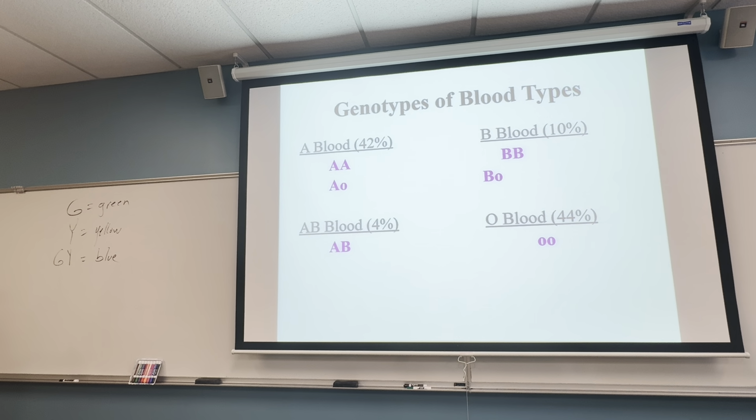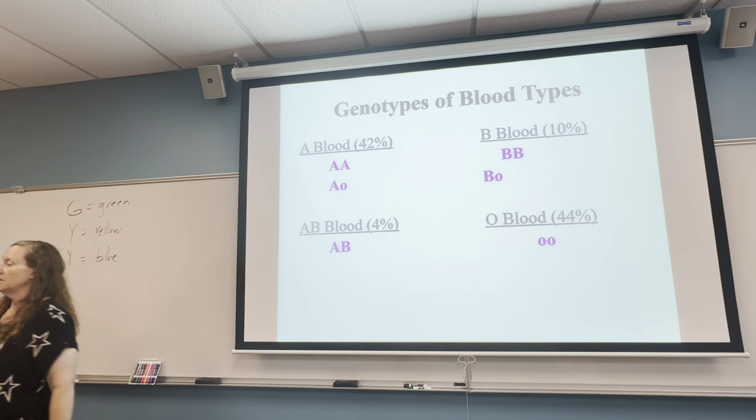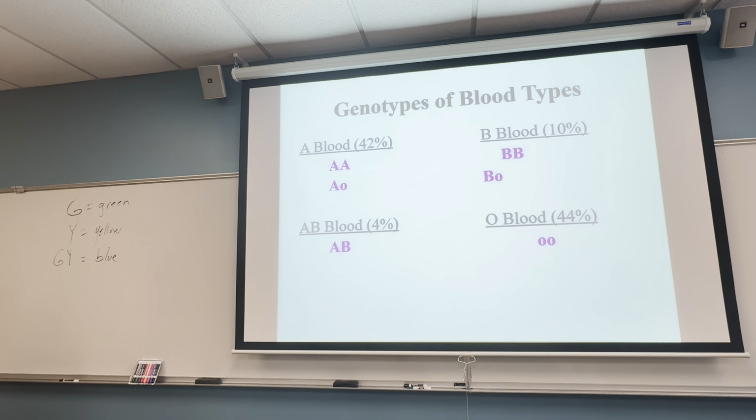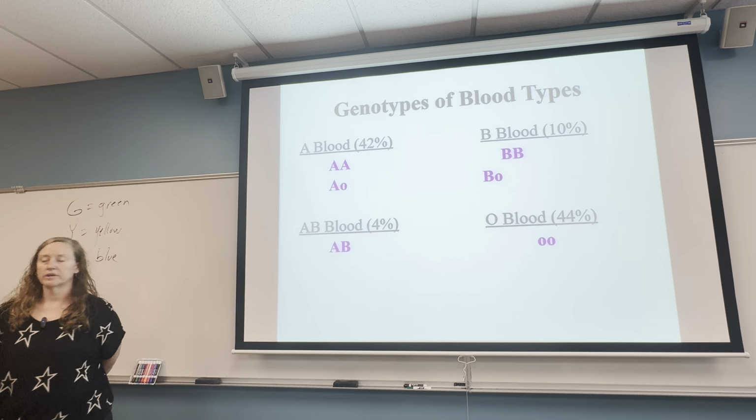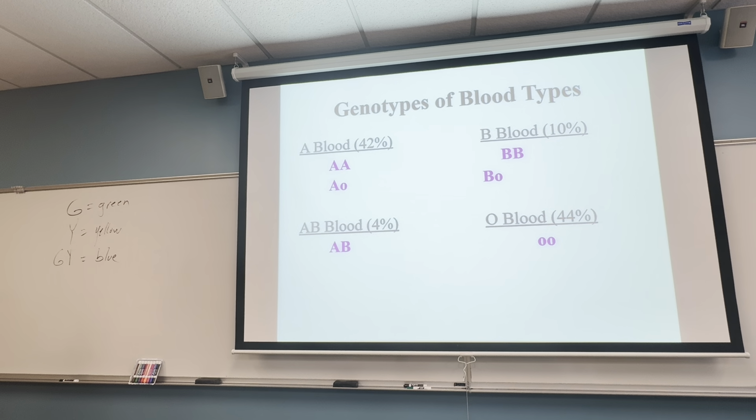So, genotypes for blood type, because we have three alleles. We have A, we have B. Those are co-dominant. They both show the dominant trait. But O is recessive. And I just make the O a lowercase letter, but I make it its own thing just to show that it is recessive and something different.